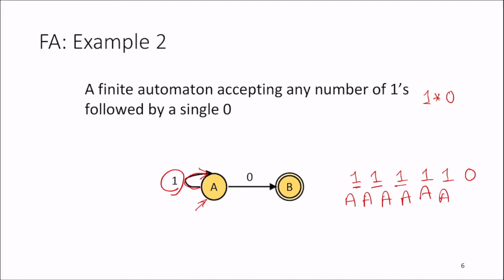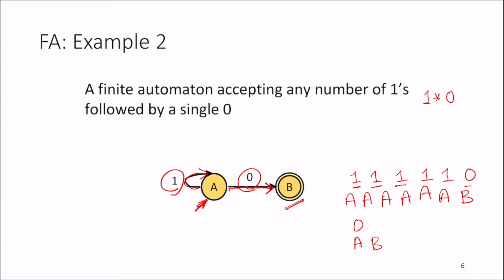And at some point when I see a 0, it's going to take this transition and end up in B. We know that B is a final state, so it accepts this string. And you can see that you can accept any number of 1s and end up at the final state B here. Notice that if I give the input 0, then starting from this start state A, I can just take this transition on 0 and end up with a B. So I start from A and I end up in B, and I can still accept it.